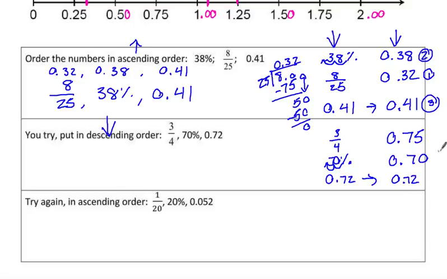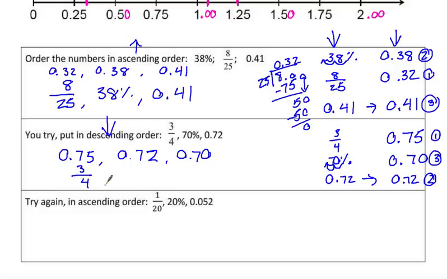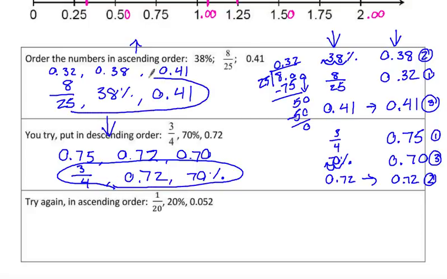Descending is greatest to least. Here's my greatest number, my next greatest number, and my least number. So if I put them in order with their decimals, then I can write their original form underneath of them so I don't mix myself up when I'm writing my final answer. And this right here would be my final answer. Same thing for this one. The decimal part is not the accepted part. It has to be given in the original form.